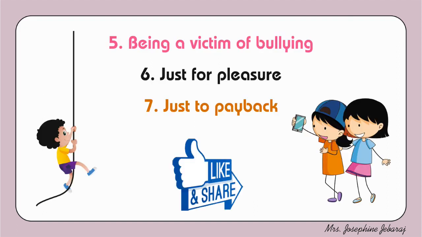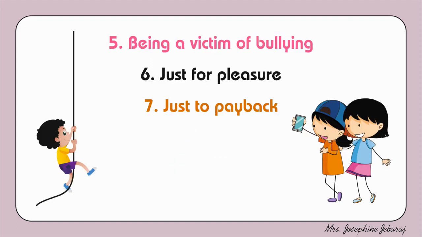Number 5, being the victim of bullying themselves. Number 6, they just bully for pleasure. Number 7, some may be emotionally neglected, bullied, abused, or be experiencing violence themselves, so they bully others just to pay back. Yes, dear students, we have so far read what's bullying and why they do it.